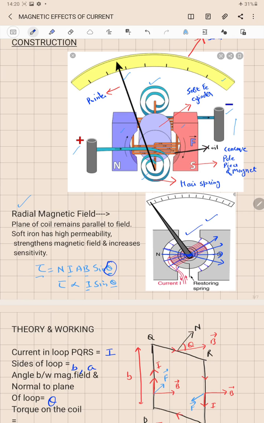In this case, whatever is the orientation of the coil inside the concave pole pieces, the value of the angle theta will always remain 90 degrees, or we can say that the plane of the coil always remains parallel to the magnetic field, due to which sin theta will always be equal to 1, due to which the torque acting on the coil will always be proportional to only one factor, that is the current flowing through the coil. So in this case, the radial magnetic field helps us to detect as well as measure the correct value of the electric current passing through the circuit with great accuracy.